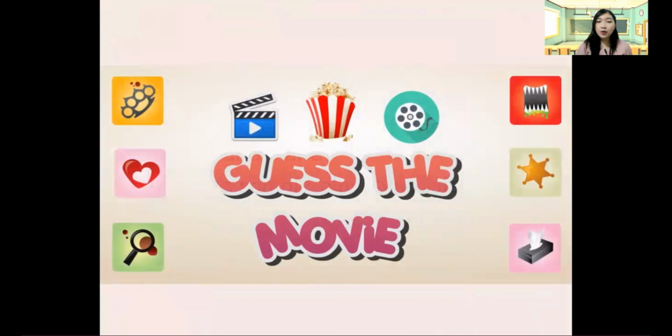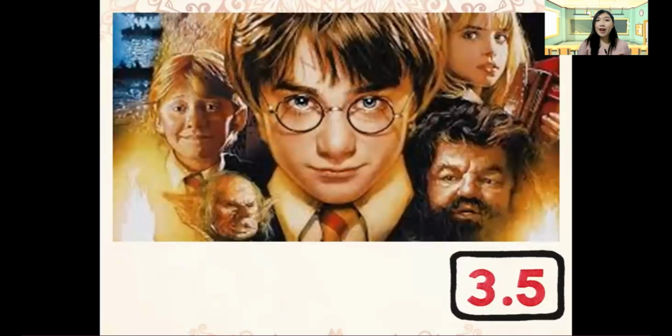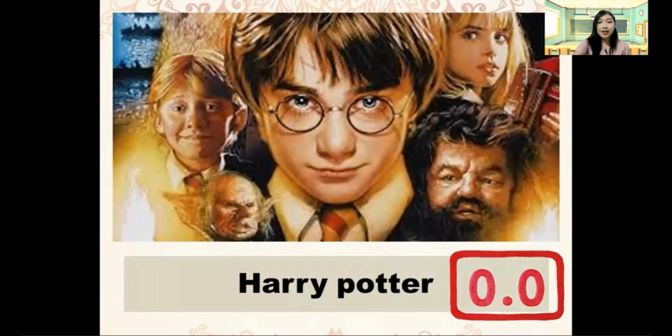So to start off our lesson, I want you to guess the following movies as I post a picture of following movie posters. Are you ready? All right, so you have 5 seconds to look at this picture. And now I'll give you another 5 seconds to write down your answer in a piece of paper. All right, let's see if your answer is correct.